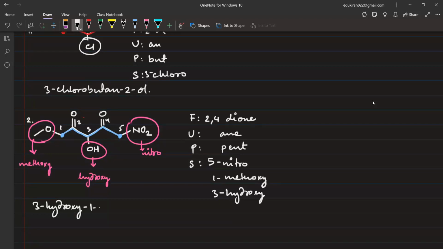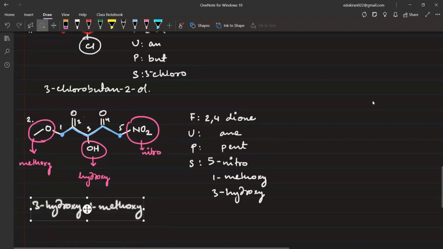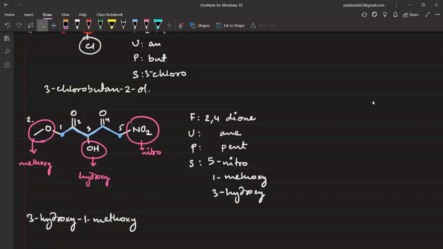Sir, I have a doubt. Yes, tell me. You said the substituent which gets first in alphabetical order gets the least number. So according to that, H comes before M, right? So it should be, no, no, no, wait. 1 hydroxy, 2 methoxy, no, no, wait.